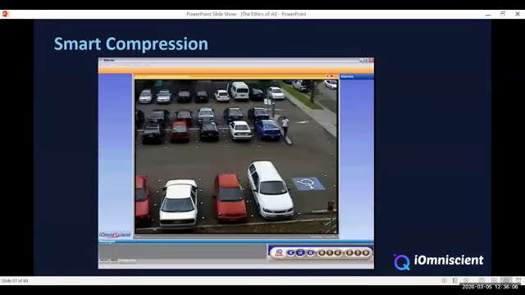Let me show you how we compress the video, right? Because I said we talk about storage, we reduce the storage by 90%. How do we do it? Let me show you a little video to show you how that happens.